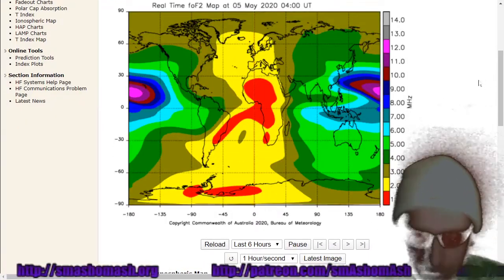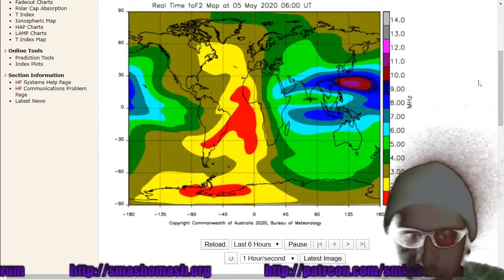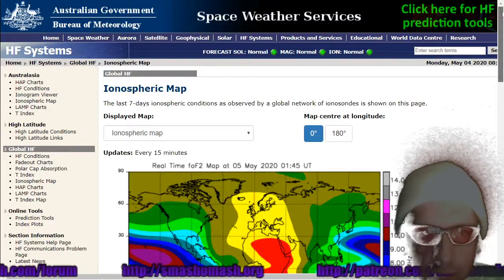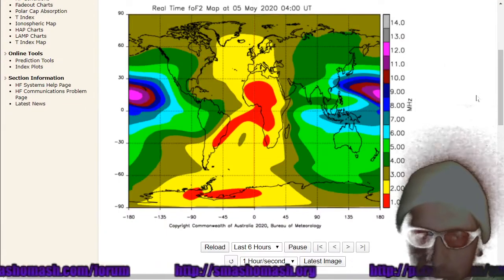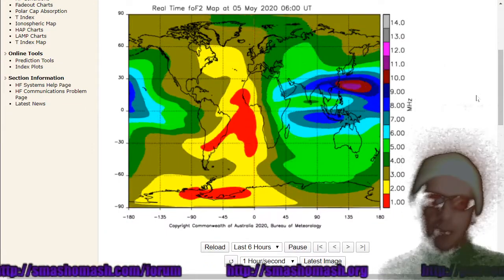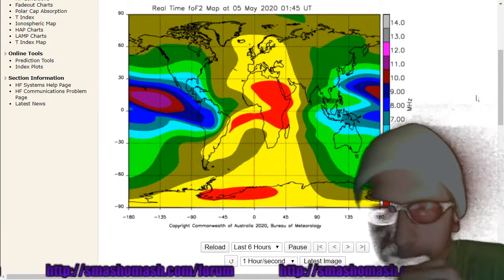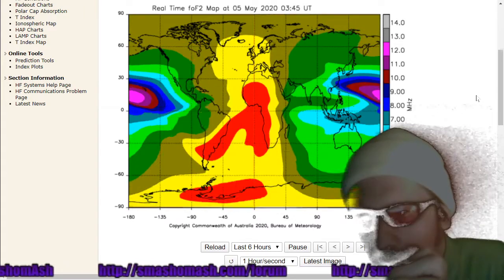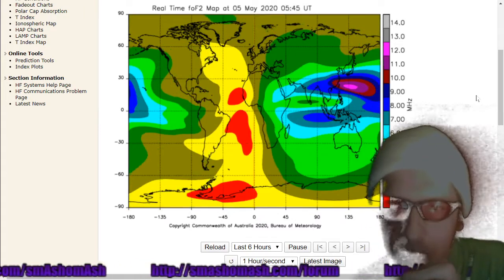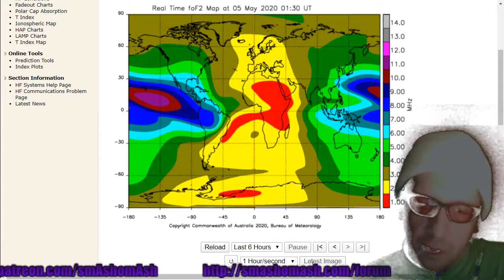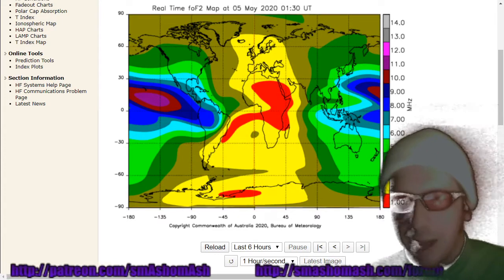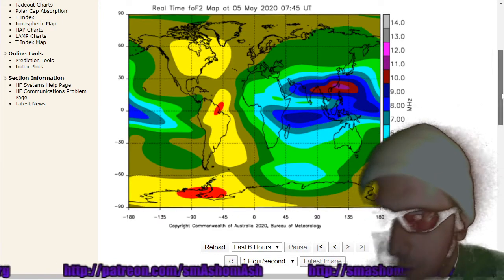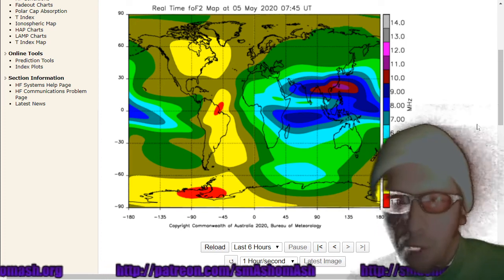There's the ionosphere, the whole planet's ionosphere, courtesy of the Australian Government Bureau of Meteorology. And the ionosphere is still quite wobbly here. The nighttime side is sort of excessively discharged. Daytime side is pretty normal. Here's the latest image coming in at 7:45 UT. Pretty normal on that frame.